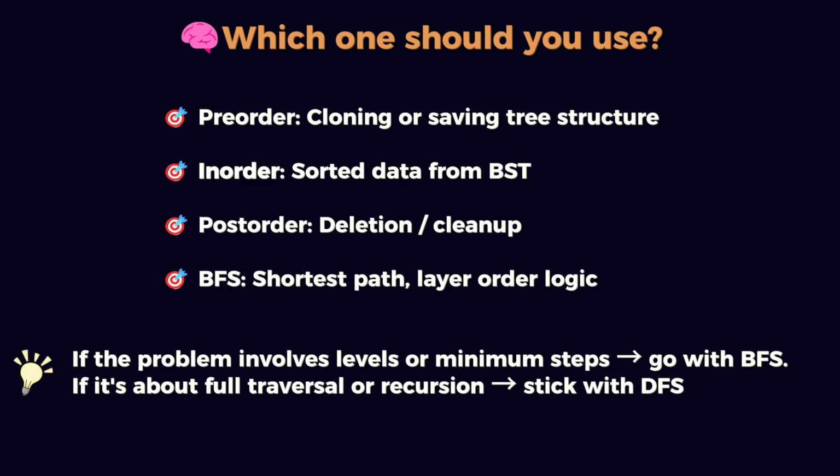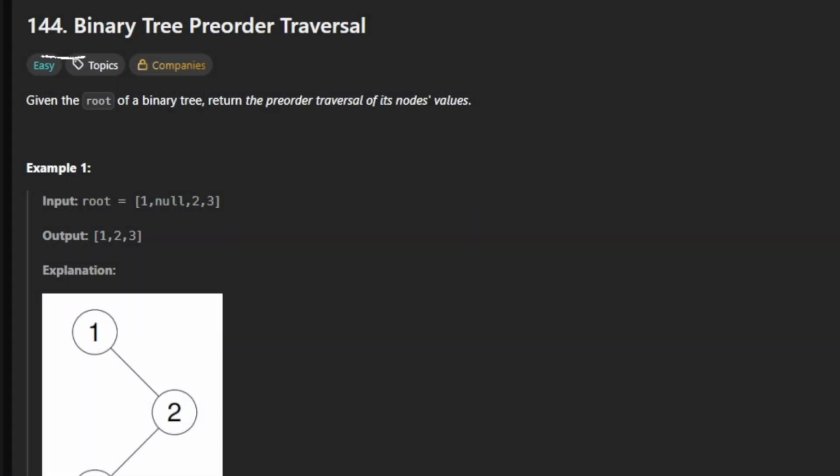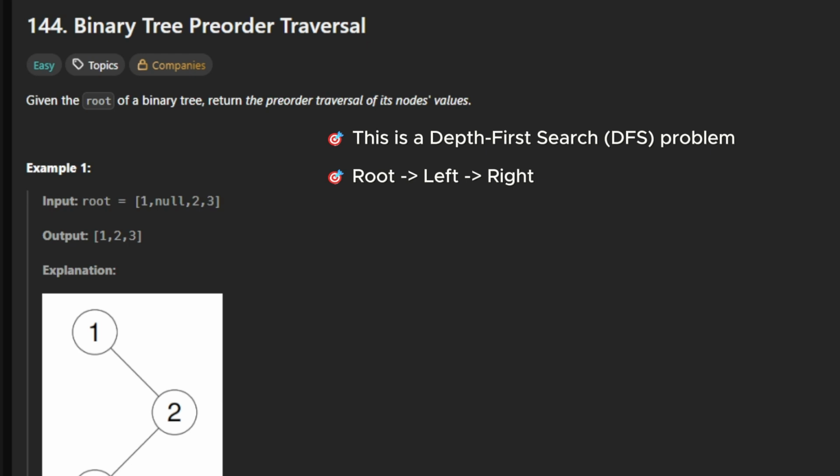Let's check real LeetCode examples together. In this video, we will solve LeetCode 144. It's a classic problem that helps you understand how depth first search works in trees, and a very easy problem to understand binary tree pre-order traversal. Given the root of a binary tree, return the pre-order traversal of its node values. Pre-order means visit the root first, then the left subtree, then the right subtree.